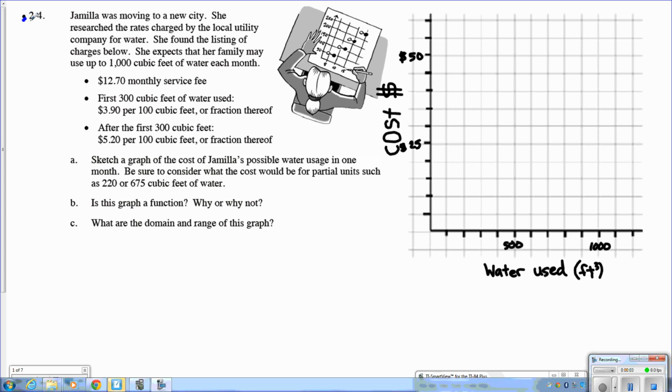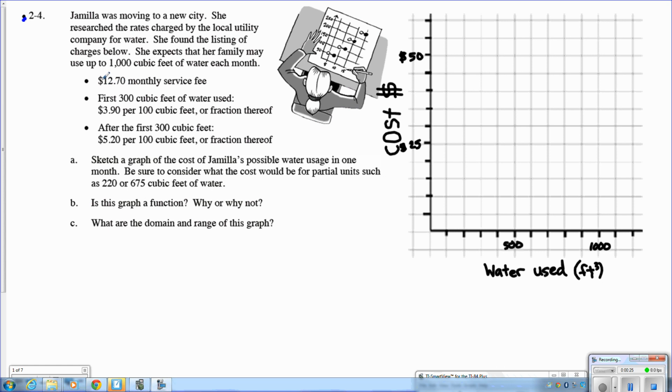Problem 2-4. Jamila was moving to a new city. She researched the rates charged by the local utility company for water. She found the listing of charges below. She expects that her family may use up to 1,000 cubic feet of water each month.